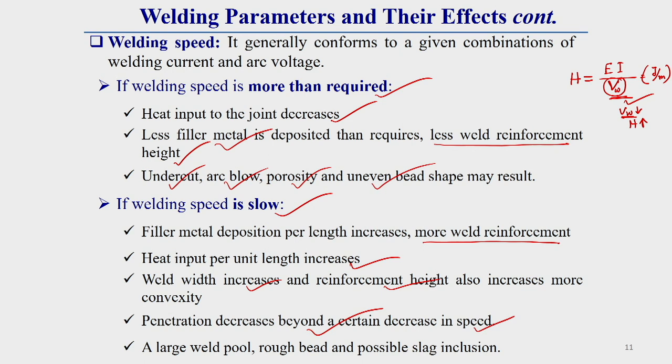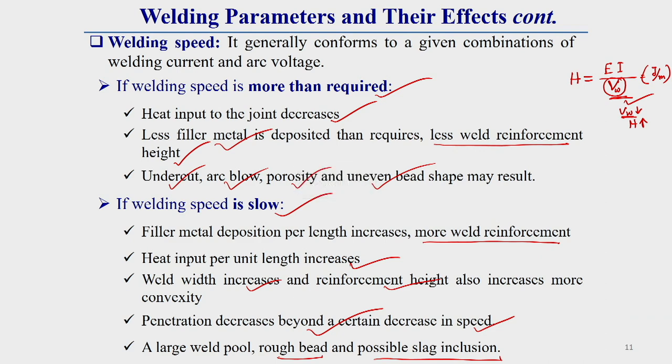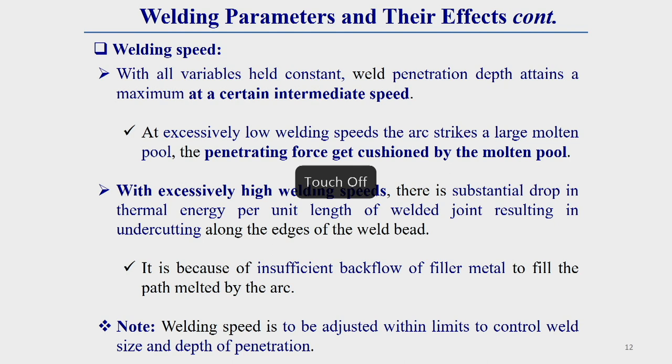And another thing you should keep in mind: due to this slow speed, a large molten pool, rough bead, and the possibility of slag inclusion are also there. Now we will see penetration. That's why we should decide our optimum welding speed. For a particular welding speed, we can get optimum penetration. That speed is generally an intermediate speed, not very high and not very low. Within some intermediate speed we get high penetration.